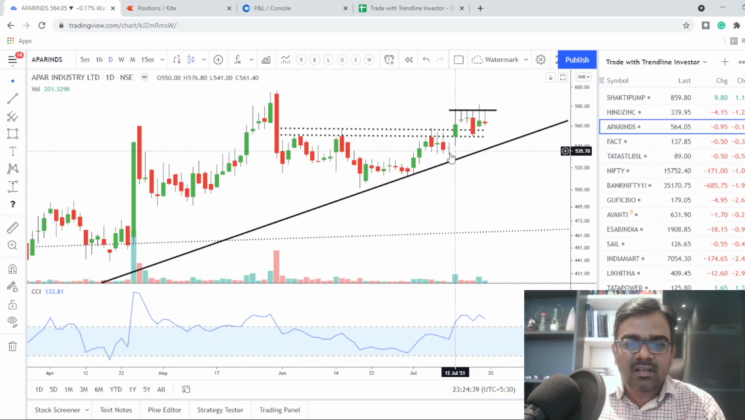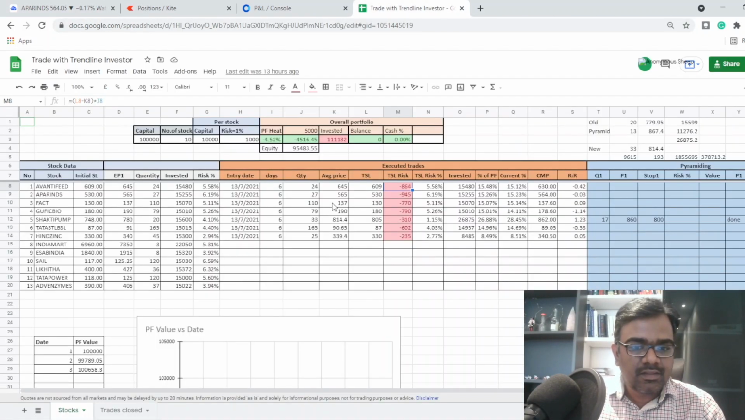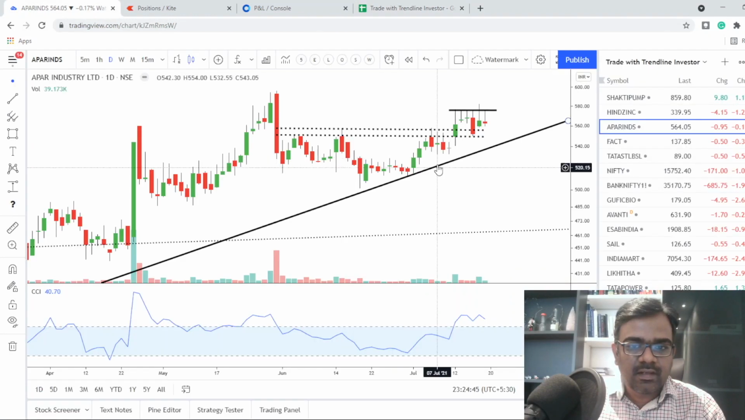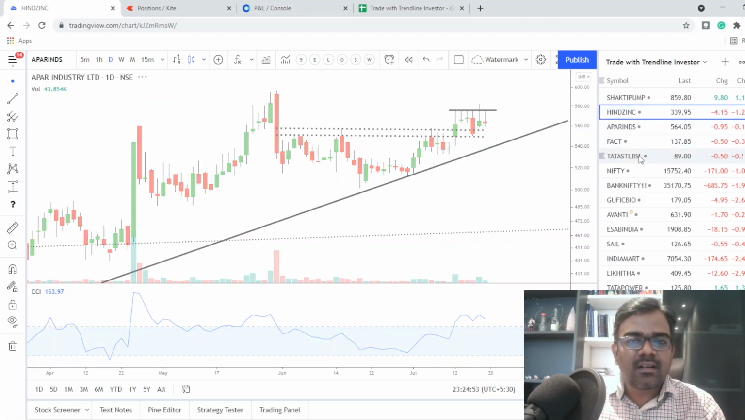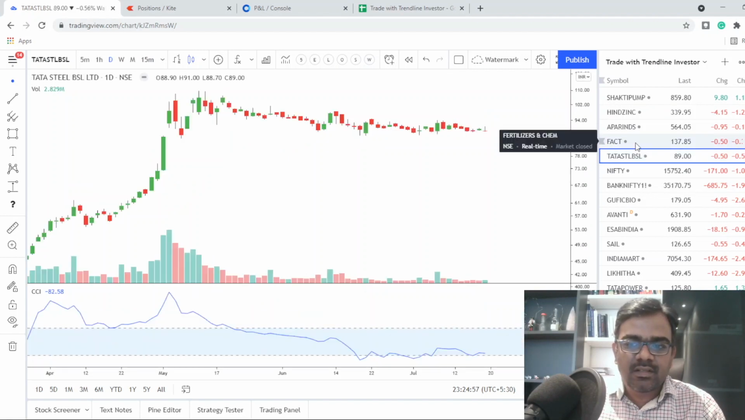But Apar Industries, our stop loss right now is at 530. So 530 was here. Right now, if we trail the stop to 550, then probably we're going to get some risk reduced. So I'm going to add Apar Industries and Hindustan Zinc, but FACT, I'll not add more, right? Because our risk is still not reducing, even if we trail the stop.